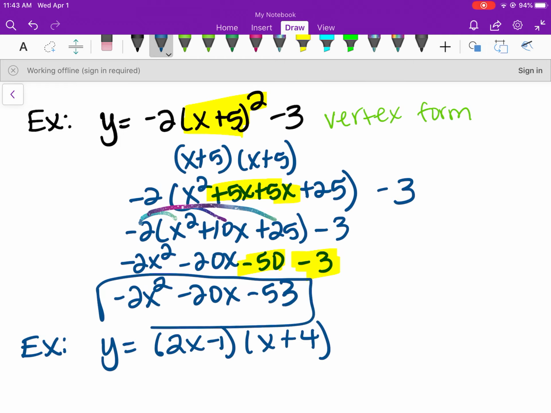So that is now standard form. A is -2, B is -20, and C is -53. So that's in standard form, which is good. Now, am I saying that you have to rewrite this every time? No. I just want to show you how it can be rewritten in standard form. So if you see something that looks like the original example, you know that that's quadratic.